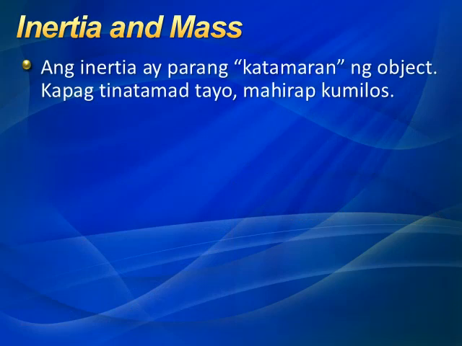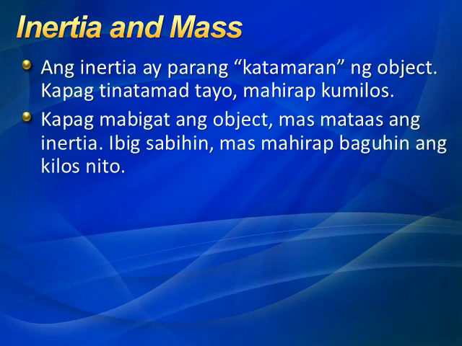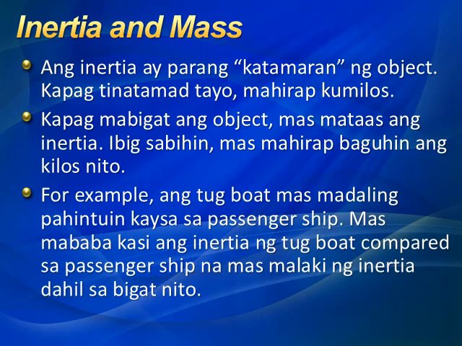Okay, so again, sabi ko kanina, ang inertia ay parang katamaran ng object. Kapag tinatamad tayo, di ba, mahirap kumilos. So, kapag mabigat ang object, mas mataas ang inertia. So, ibig sabihin, mas mahirap baguhin ang kilos nito. So, for example, katulad kanina, nabanggit ko, ang tugboat ay mas madaling pahintuin kaysa sa passenger ship. Mas mababa kasi ang inertia ng tugboat compared sa passenger ship na mas malaki ang inertia dahil sa bigat nito.